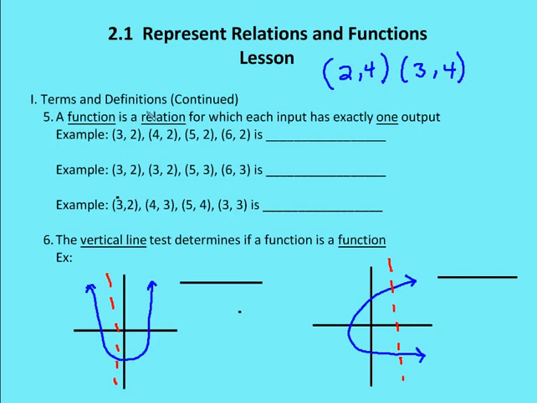So let's take a look at some examples. I have the first example, (3, 2), (4, 2), (5, 2), and (6, 2). So does this relation represent a function? Well, do I have exactly one unique output for every input? Now the outputs are all the same, but those outputs are all unique to a given input. I don't have (3, 2) and (3, 3), which would give me 2 different outputs for the same input. So this represents a function.